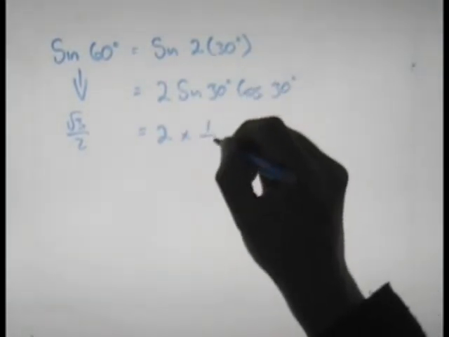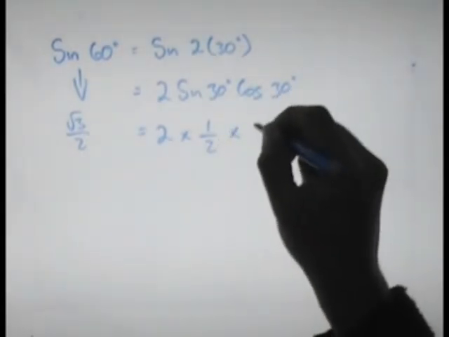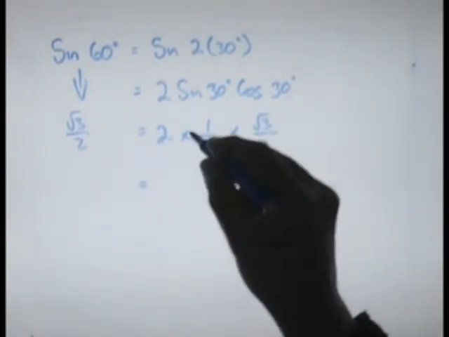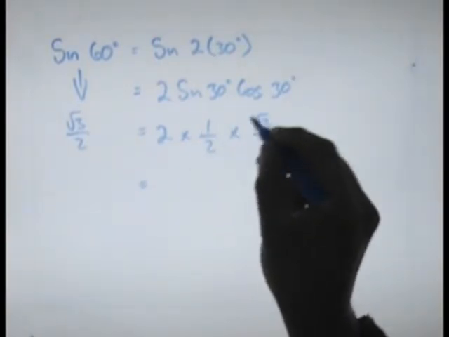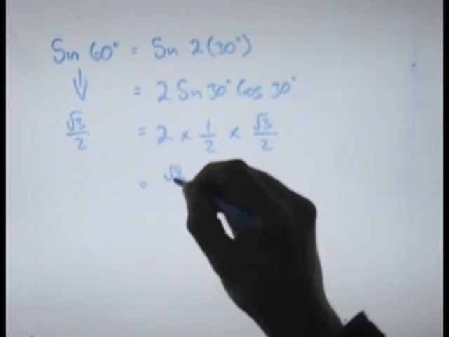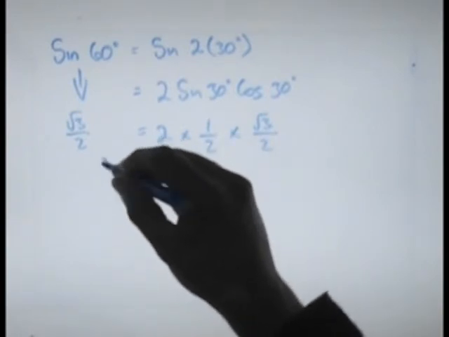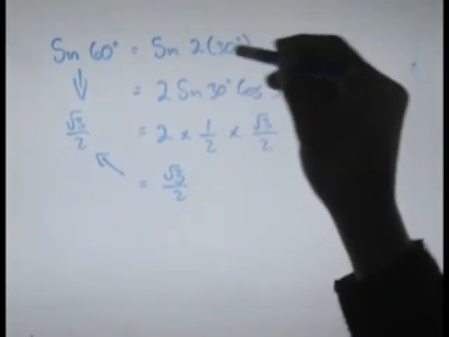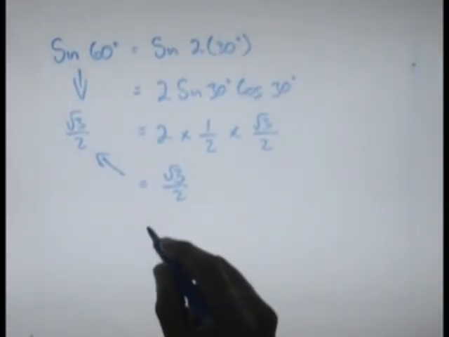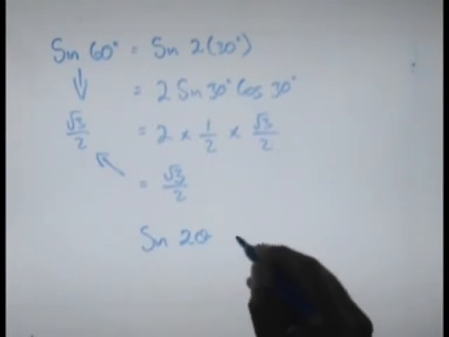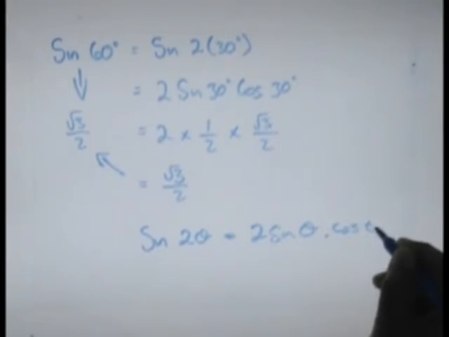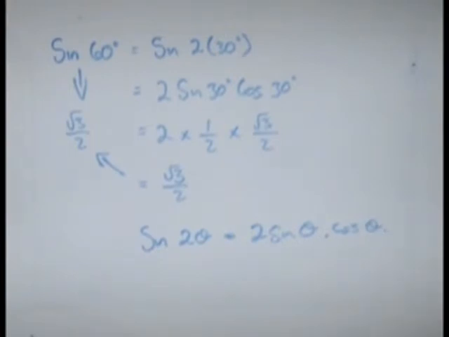2 times sine of 30 would be 2 times 1 over 2. Cos of 30 is root 3 over 2. 2 times a half is 1, times root 3 over 2 is just root 3 over 2, which is the exact same thing as sine of 60. This is just an application of that. Most of the time though, you will have it in the form sine of 2 theta, which then becomes 2 sine theta times cos theta.